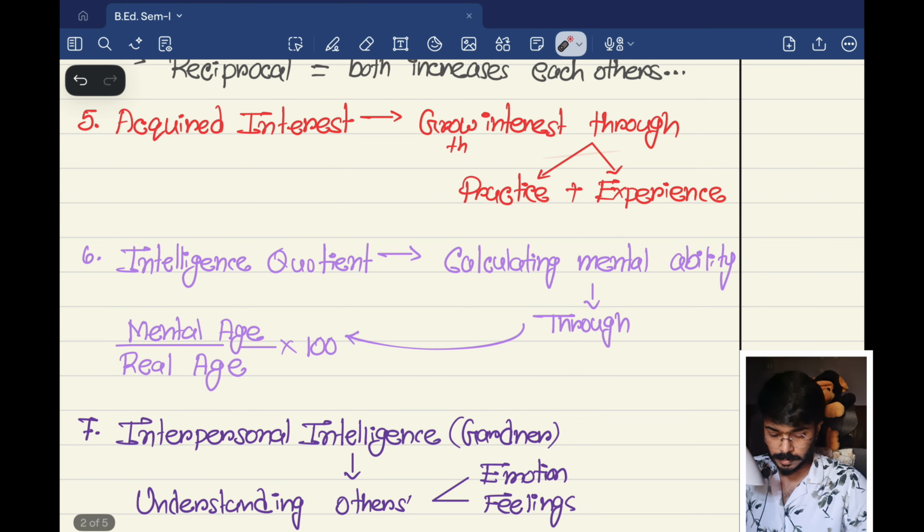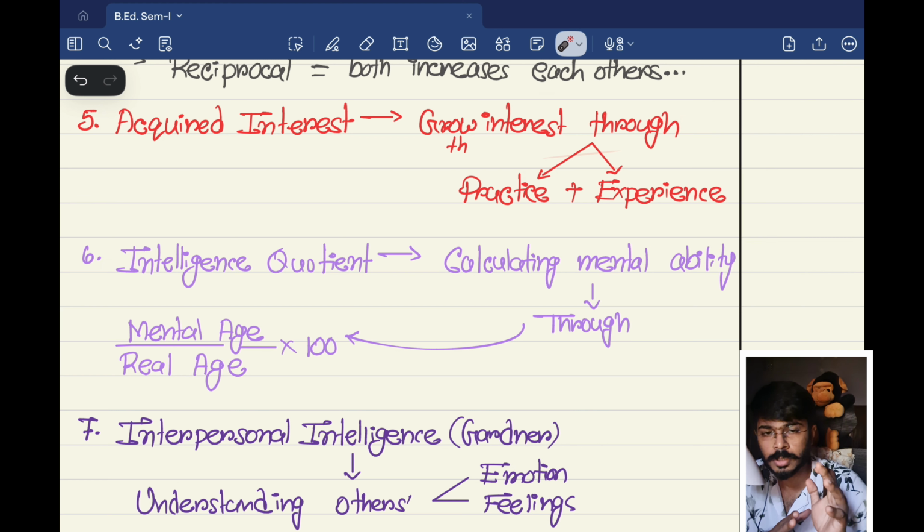Next, what does it mean by interpersonal intelligence, mentioned by Gardner? Interpersonal intelligence seems to be a little bit difficult word, a word we don't hear every day. So try to find out the meaning of the word. In Hindi we say बाल का खाल निकालो. You have to do something like that.